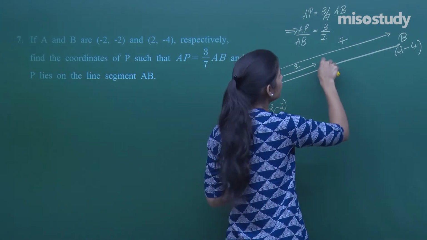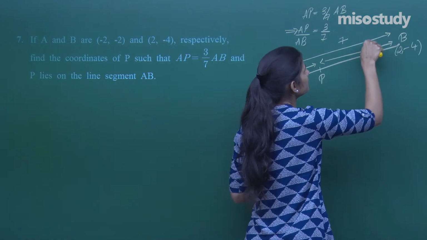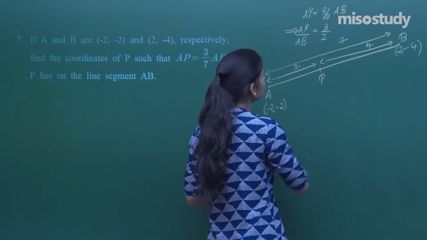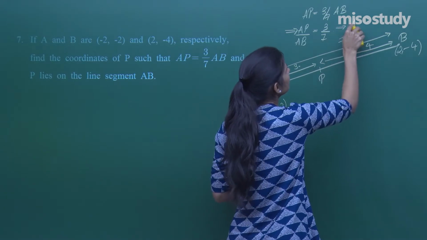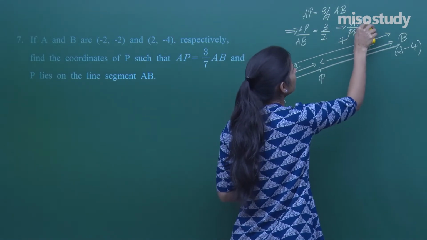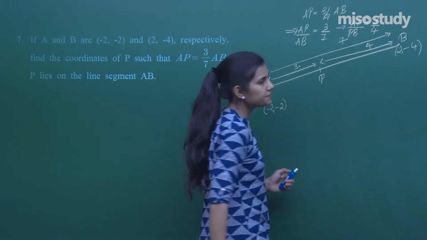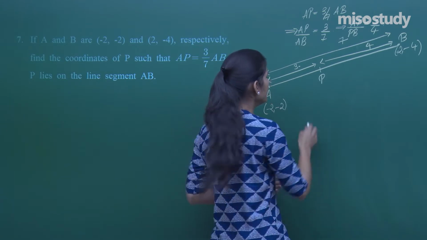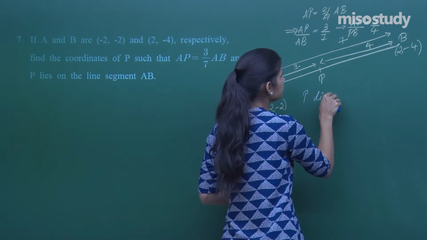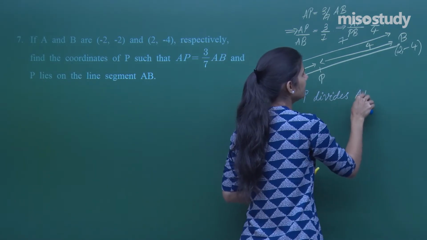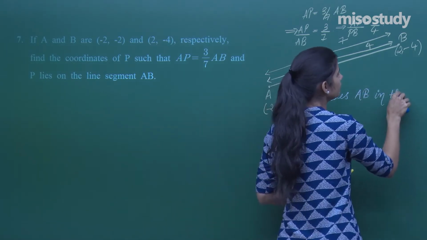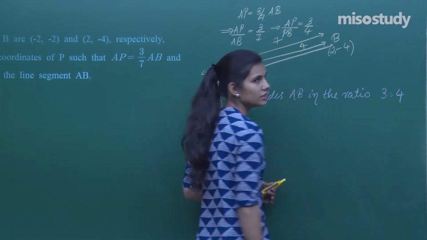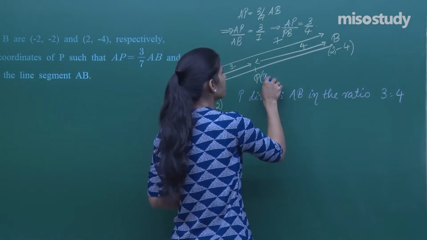What would then be PB? It would obviously be 4, so that complete AB is 7. So if AP upon AB is 3 by 7, this implies AP upon PB is 3:4. So I have got the ratio in which P divides the segment AB. P divides AB in the ratio 3:4. And you need the coordinates of point P.